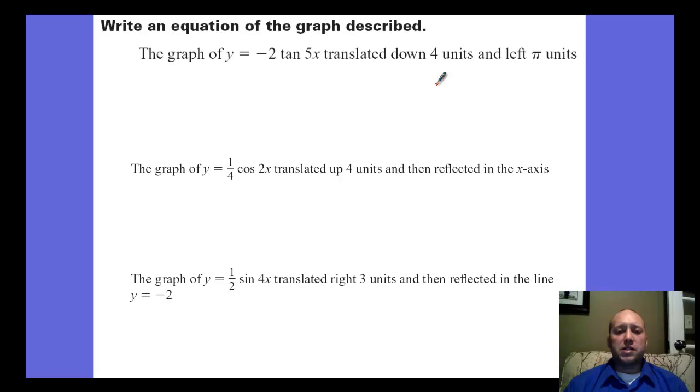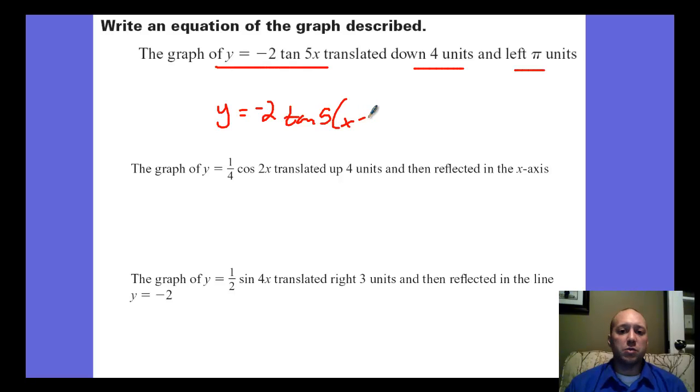So applying some of this knowledge here to write an equation. We can write the equation where y equals negative 2 times tangent 5x, translated down 4 units and left pi. So it's the same equation, same a value: tangent 5 times the quantity of x. We're going left pi units, so it's going to be plus pi. And I'm shifting it down 4, so it's minus 4.